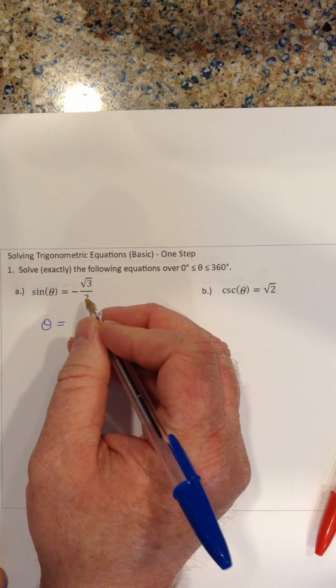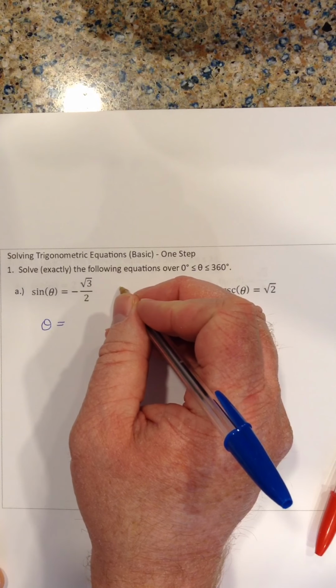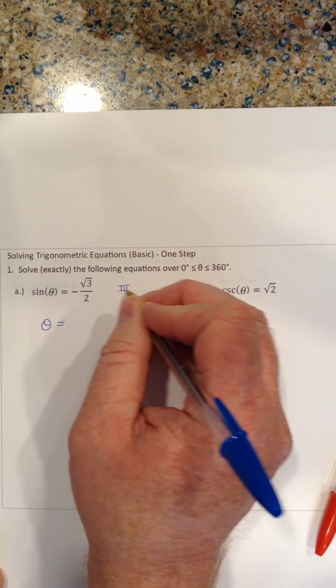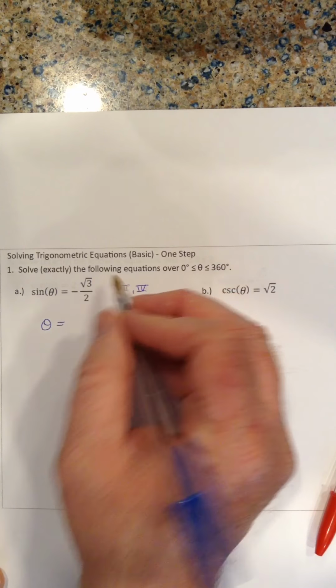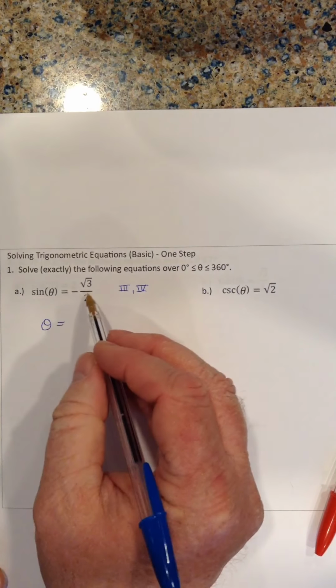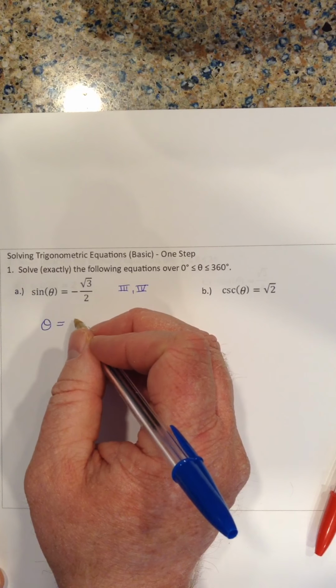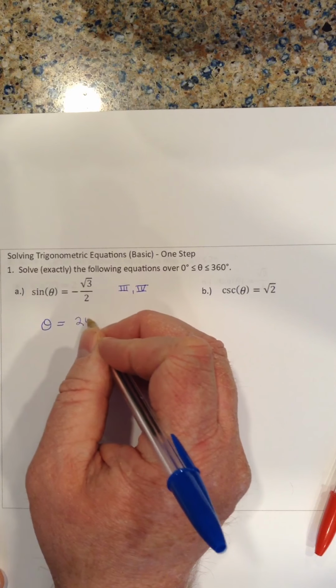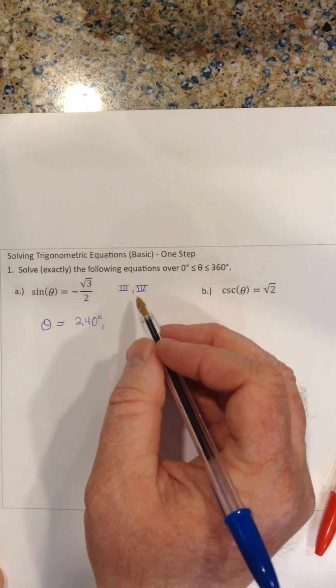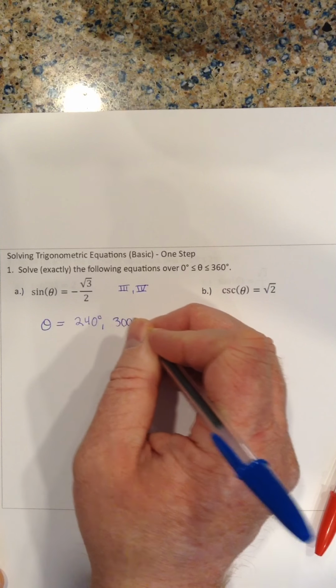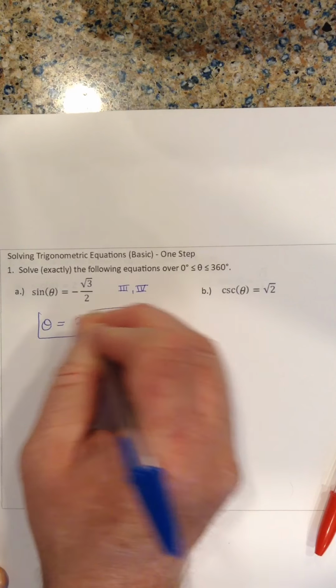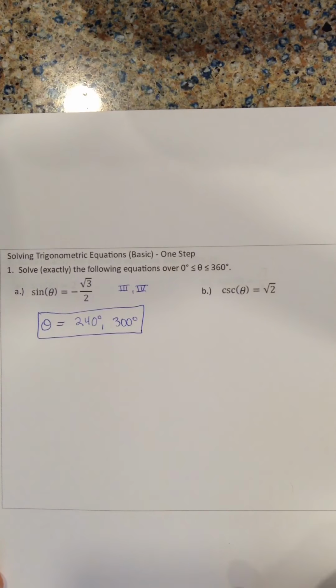Well, sine is negative in quadrants 3 and 4, and a 60-degree angle will do that. So I need to go 60 degrees into quadrant 3, which is 240 degrees, and 60 degrees into quadrant 4, which is 300 degrees. So those two angles will solve the equation.